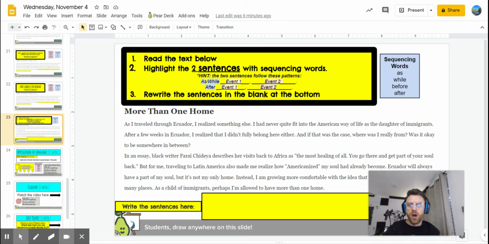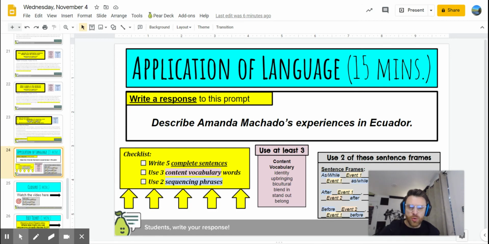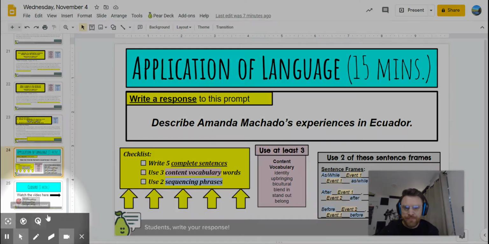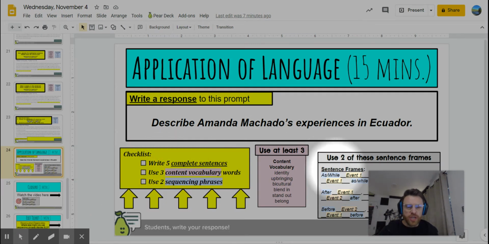And I do this with a drawing slide because that way they can highlight, draw, circle, and then they can also add text and place it right here in this box. The culmination of the lesson is always the application of language for me in ELD. And so I usually have them put all the language together on this slide. You can see all the yellow arrows here.